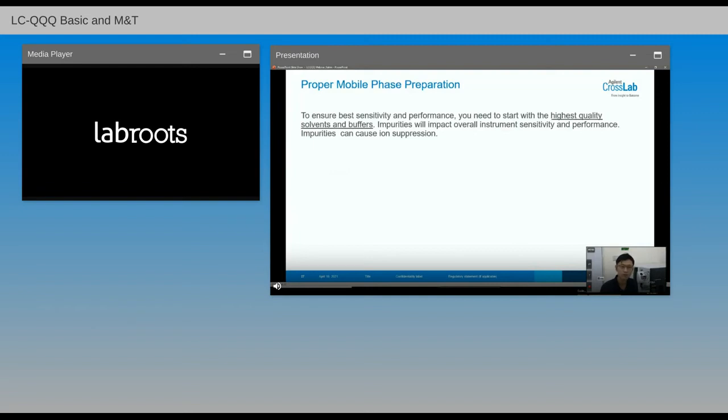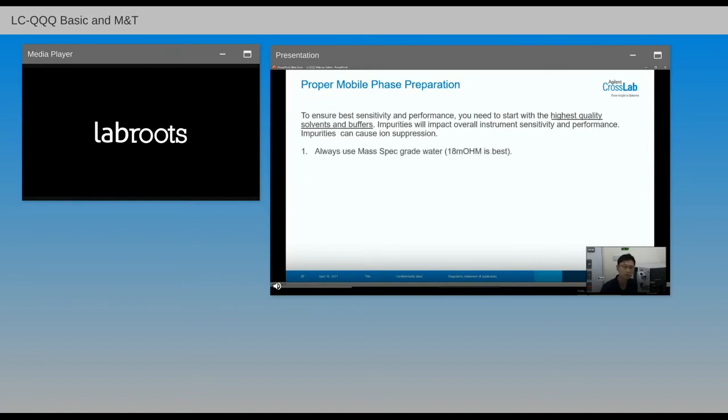Proper mobile phase preparation is important for any kind of LCMS use, ranging from single quad all the way up to QTOF, time of flight, right? This is to ensure that we try to eliminate or reduce the contamination or even the ion suppression, and that we have a good sensitivity and performance for the instrument.